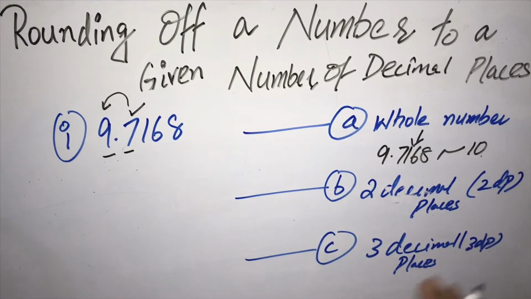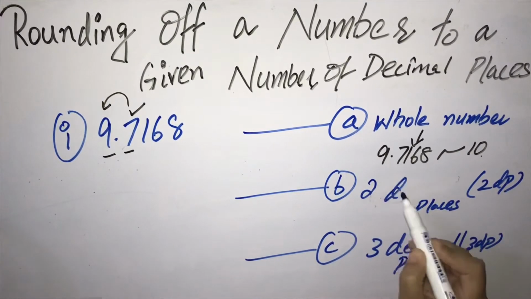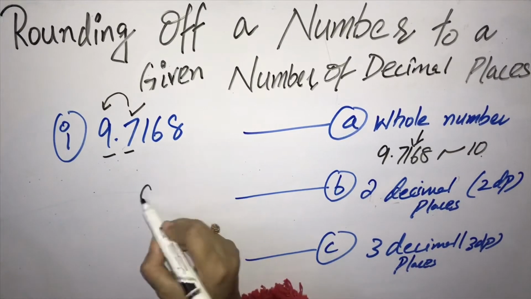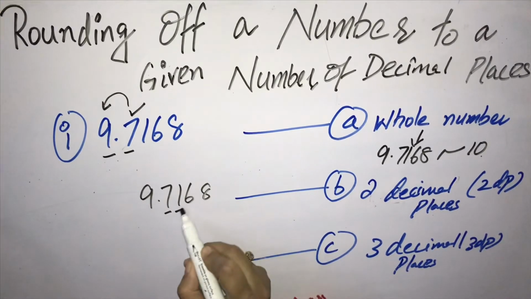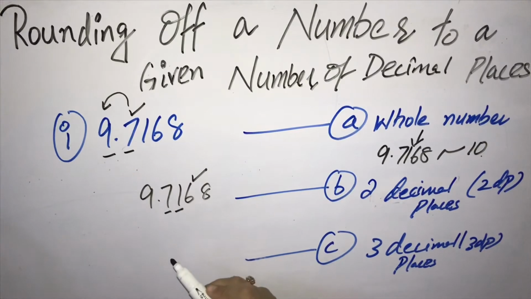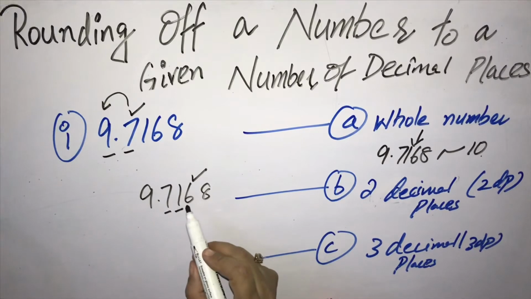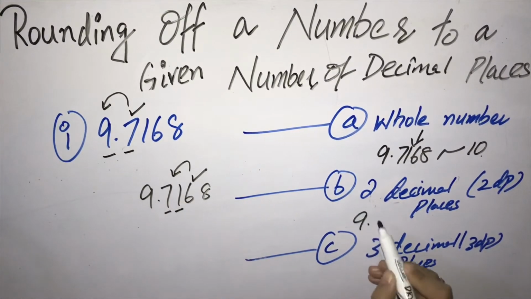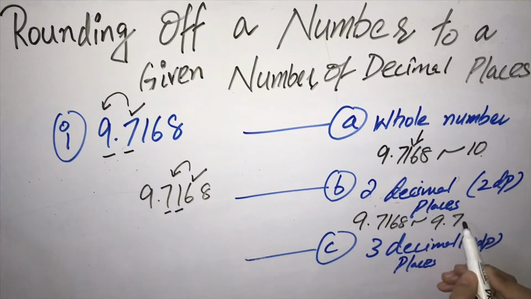Now I have to give the answer to the nearest 2 decimal places. What I will do, I will take the number as 9.71 and check the third decimal place. If the third decimal place is 5 or more than 5, it will give 1 to the previous number. So my answer will be 9.72.